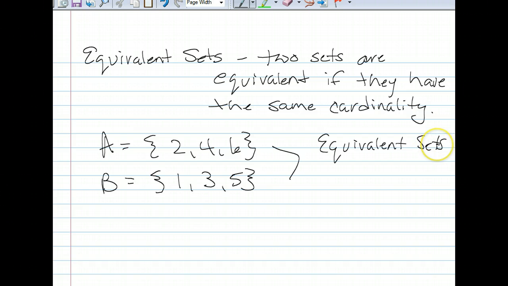That is not to be confused with equal sets. They are not equal because they don't have the same exact elements. But they're equivalent because they have the same cardinality. Okay?